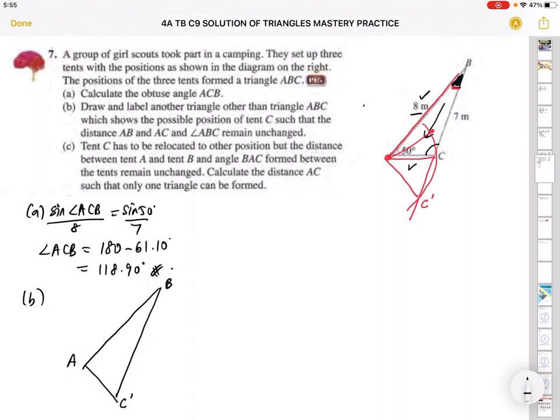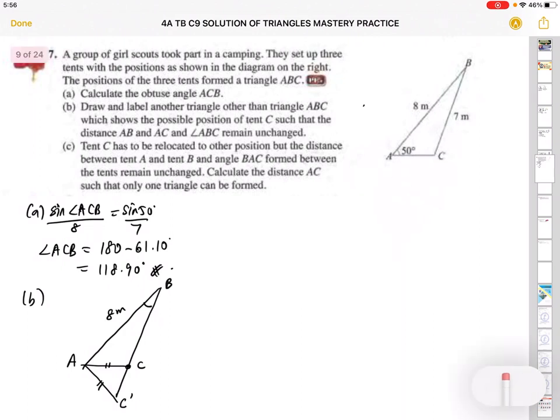So C can also be here, and these two must be equal length. Well, I know this is 8 meter, and BC is 7 meter, but C prime is not, so we don't know. I'll just label this like this. Okay, so I think my triangle is complete. That's all. Okay, the next part, let's rub this off, because part C is not related to part B.